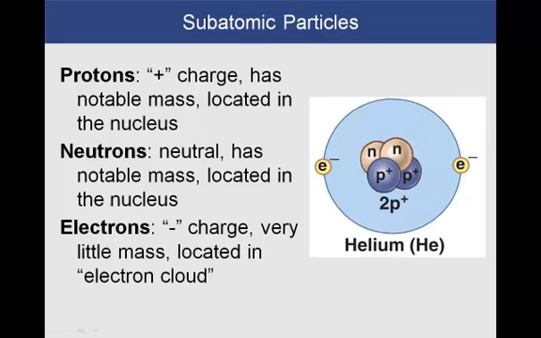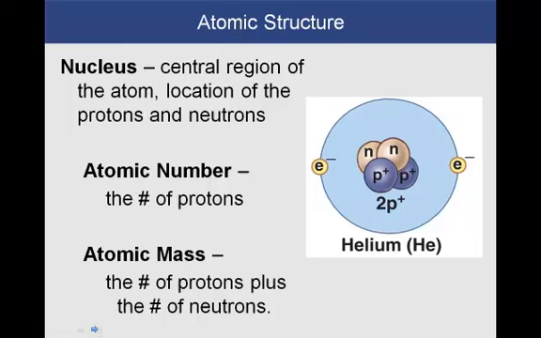And then the last subatomic particle is the electron. The electron is going to be found in an area that some people call an electron cloud, or you also hear people talk about shells and orbitals, but they are moving around the periphery outside of the nucleus. They have very little mass, they are constantly in motion, and their charge is negative. Again, the nucleus is the central region of the atom and is the location of the protons and the neutrons.